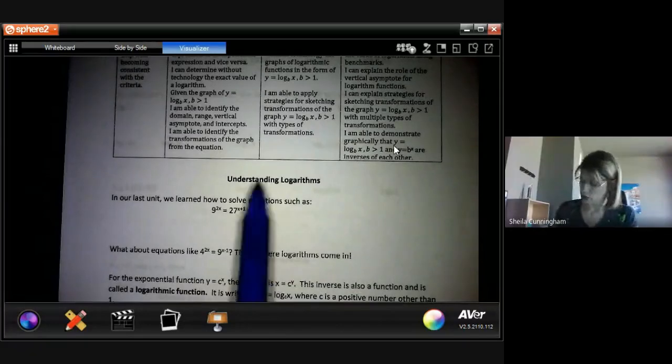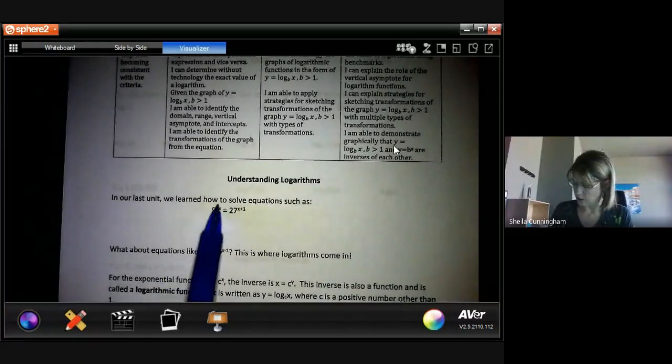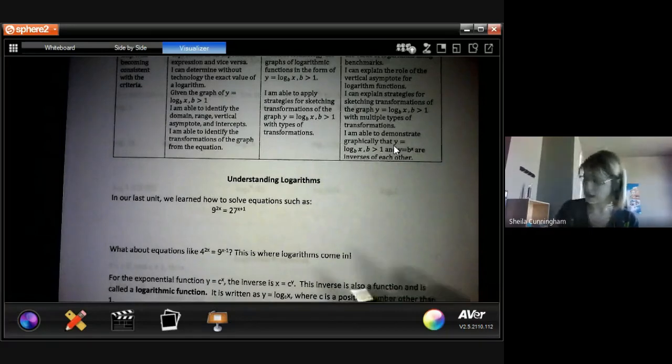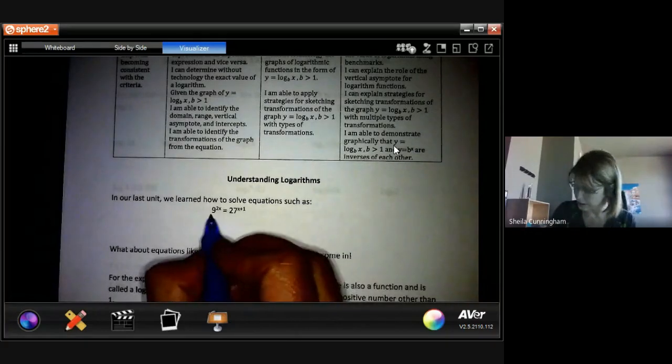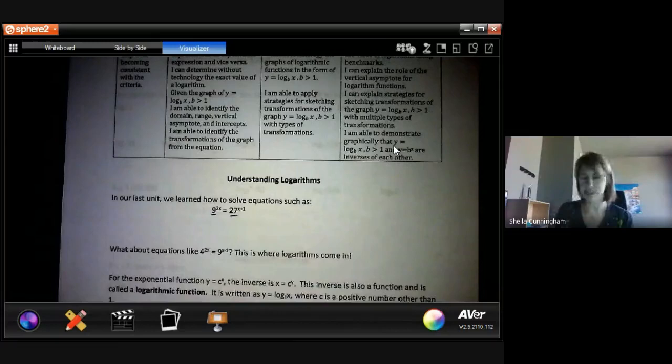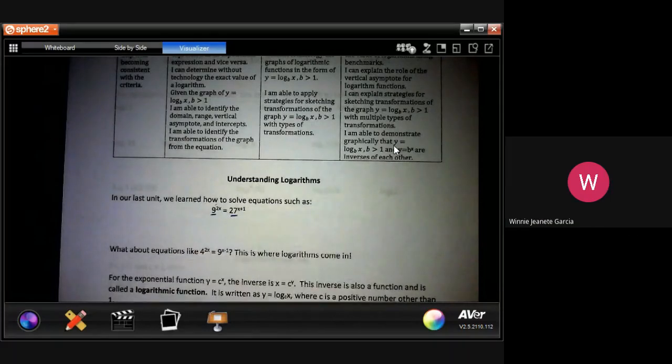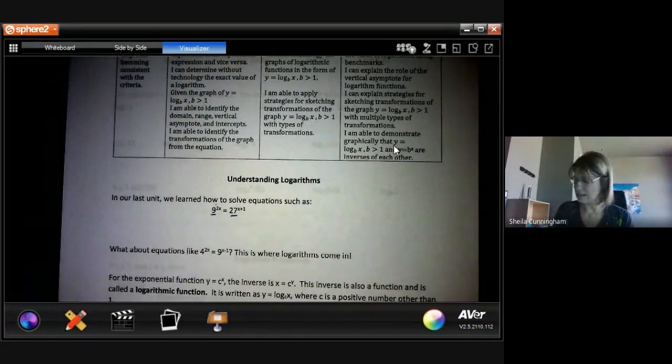Okay. So when we start to look at these equations, 9 to the power of 2x is equal to 27 to the power of x plus 1, last unit we were able to look at this and say, hey, if we got these to be the same bases, then we could take our exponents and set them equal to each other and solve.